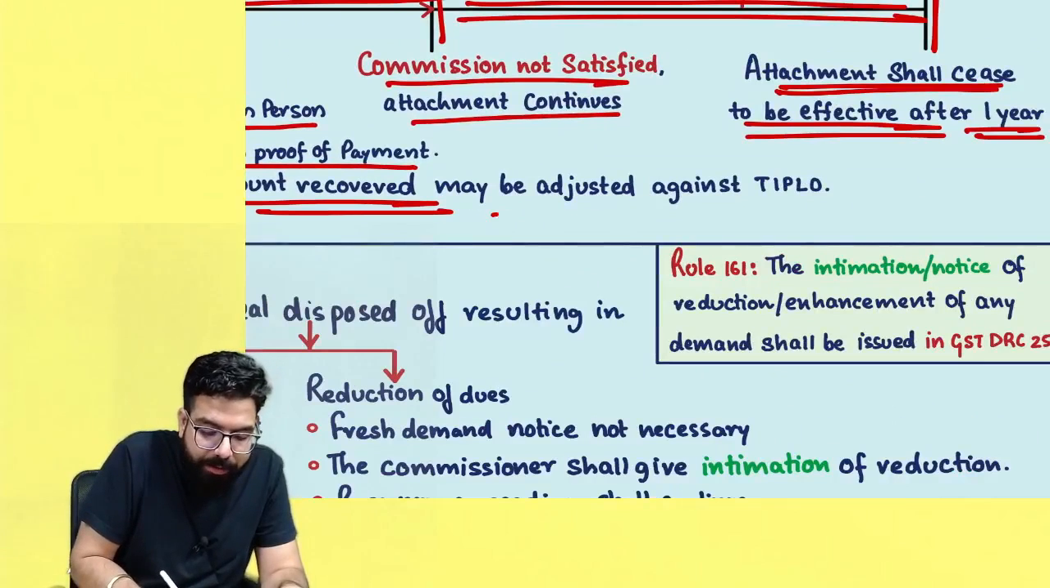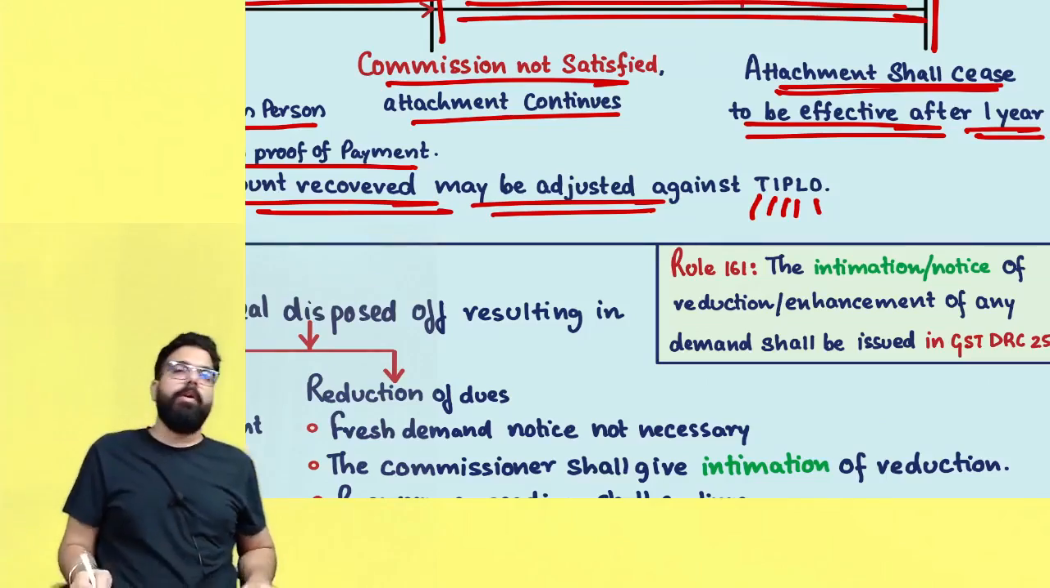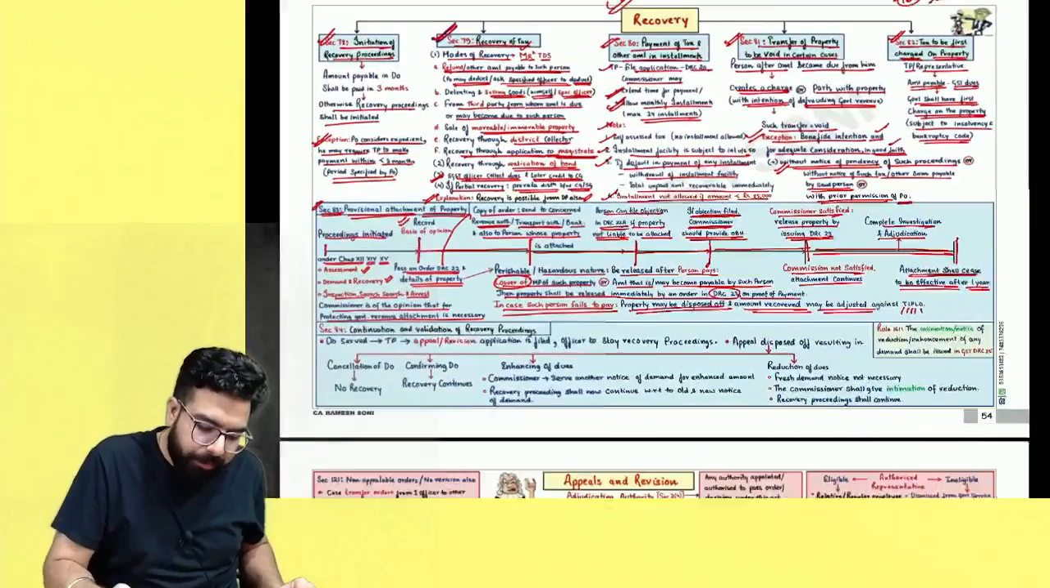The amount recovered may be adjusted towards the tax, interest, penalty, late fee, or any other amount which is due or might become due from you.